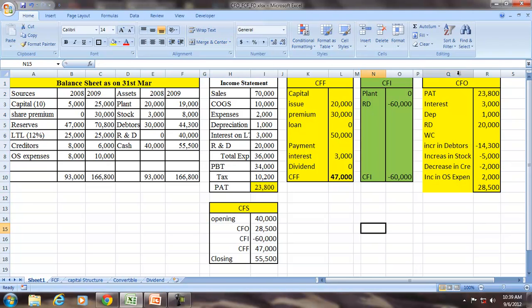In our next session, we will try to answer the question: what is free cash flow, and how different is the free cash flow from the cash from operations?